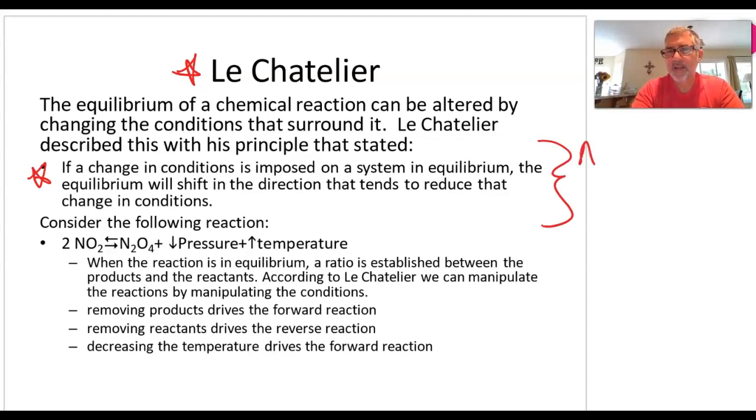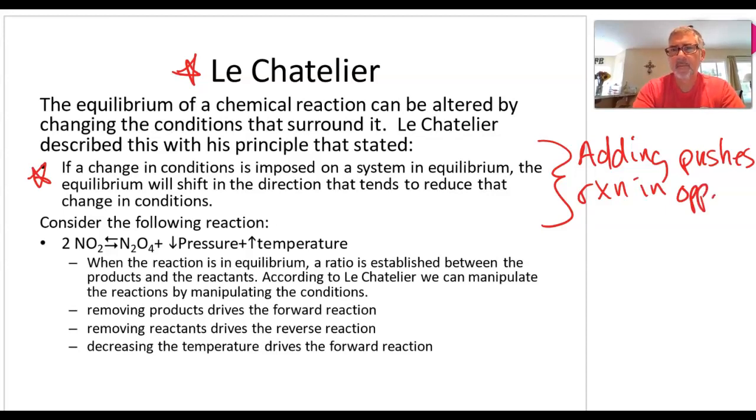So here's a simple rule. If you add, adding pushes the reaction in the opposite direction. So if I add reactants, it increases the rate to products. If I add products, it pushes toward the reactants. So adding reactants makes more products. Adding products makes more reactants. Okay, do you get that?